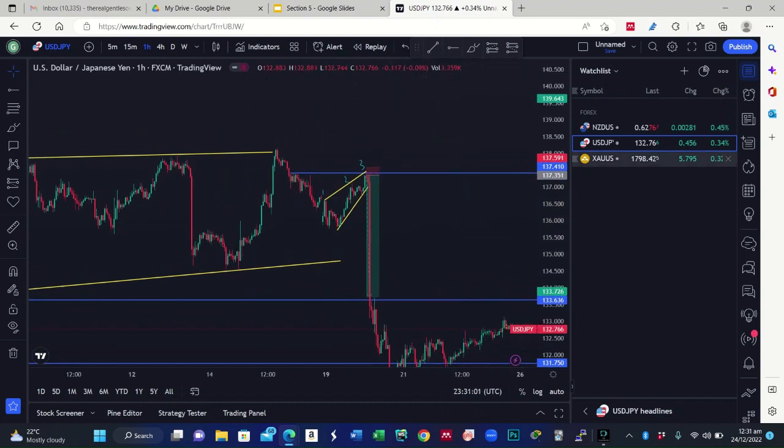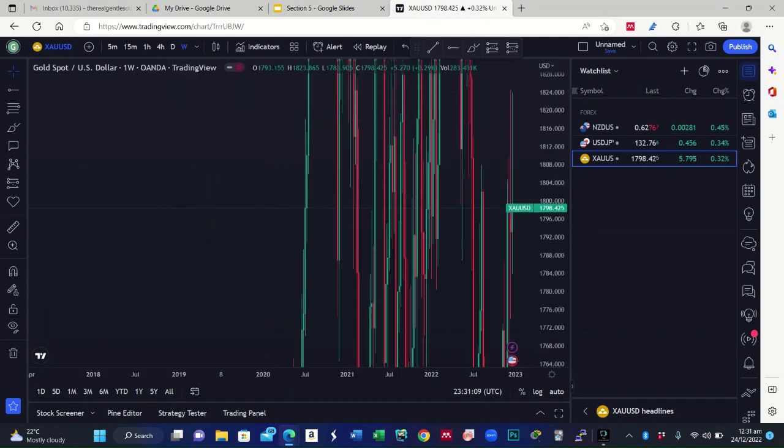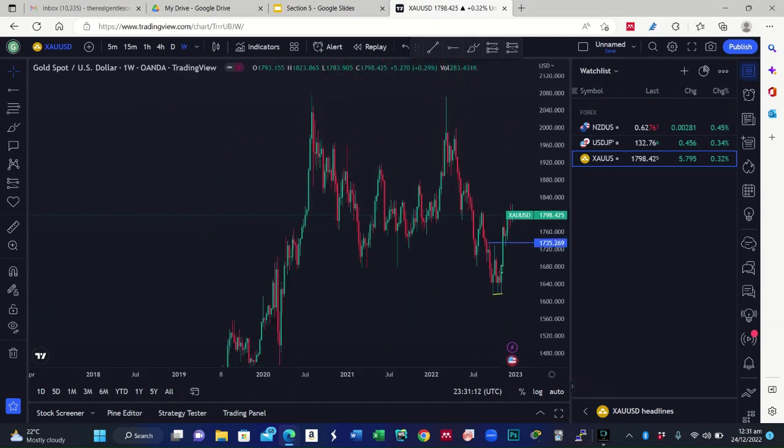So now let's go to the third one, which is XAU USD. So we'll do top-down analysis on that also. Let's go to the weekly time frame.